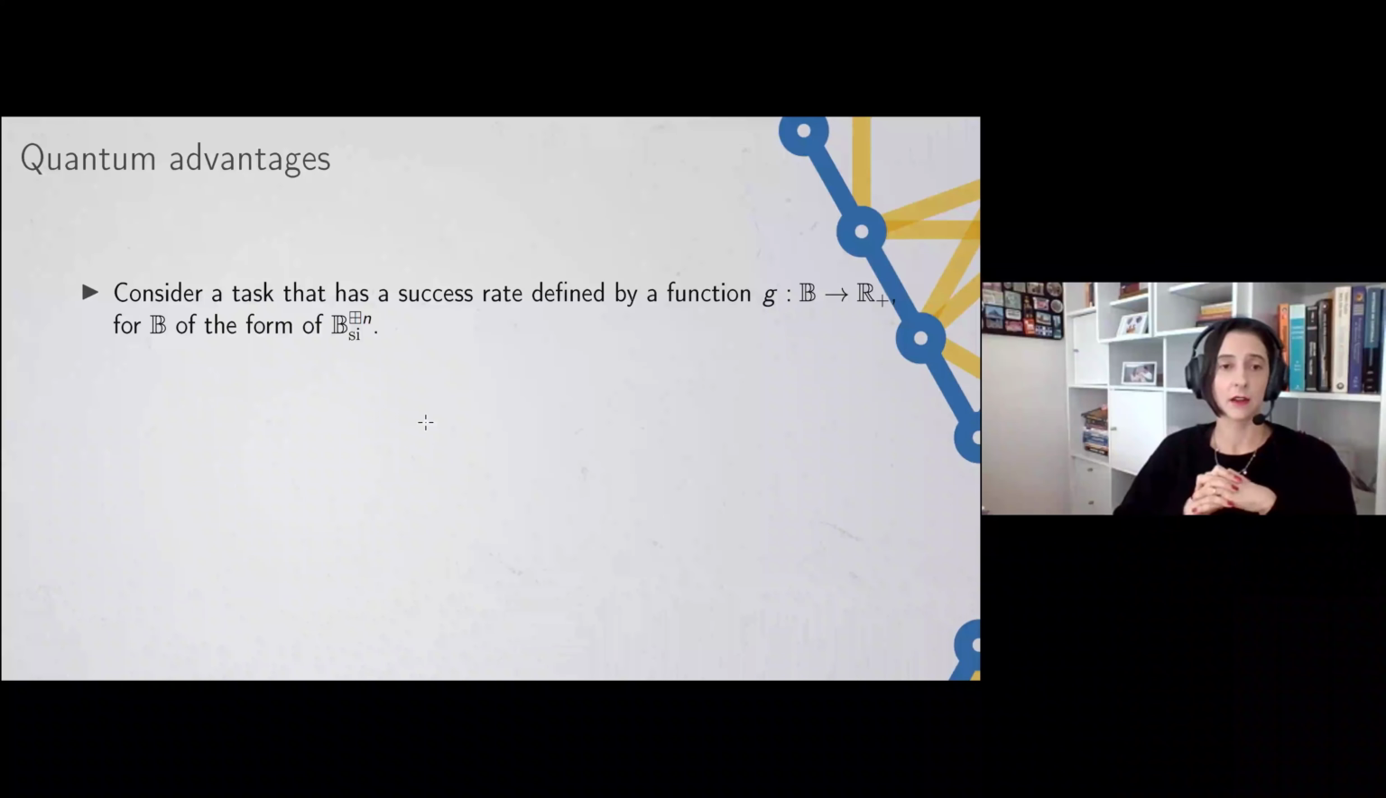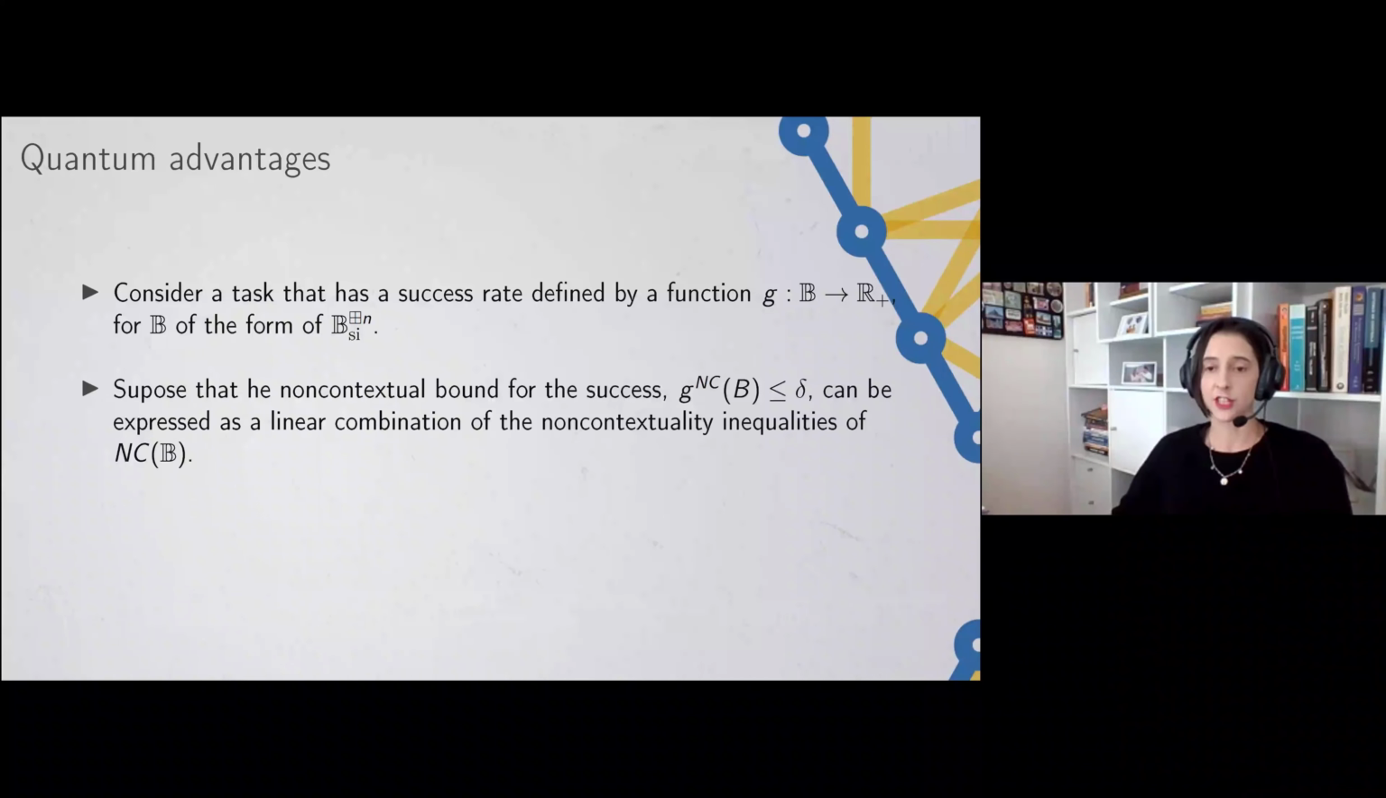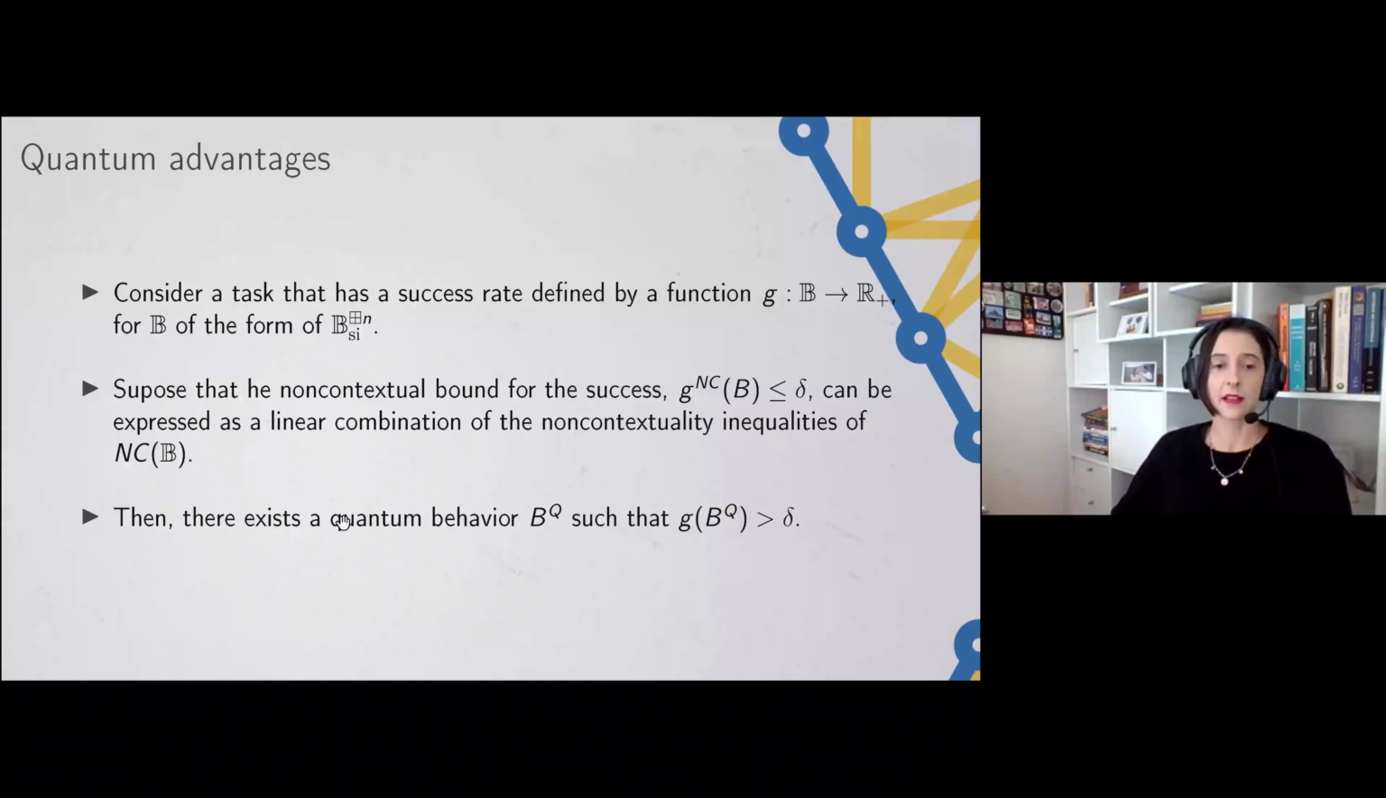So in general, we can think of these quantum advantages as the following. Imagine that we have a task that has a success rate defined by a given function g. And imagine that the bound for this success rate g for non-contextual behaviors can be expressed as a function of non-contextuality inequalities. Then we show that there exists a quantum behavior that outperforms non-contextual behaviors for these specific tasks.